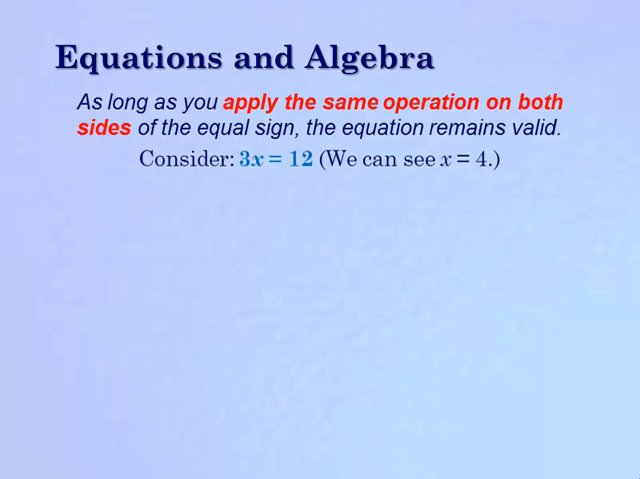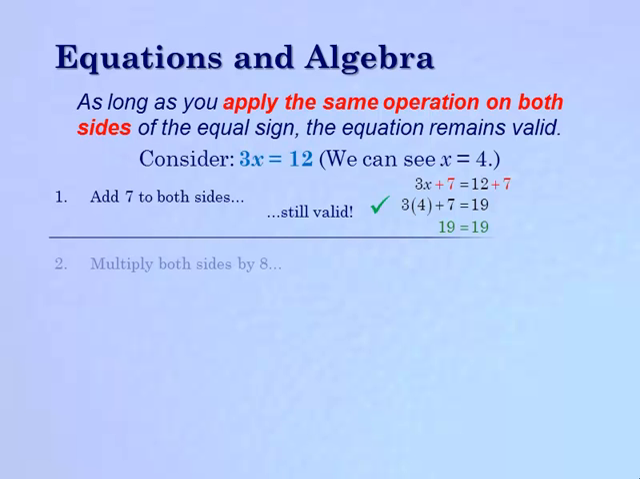So let's use that as a test case to see if all operations that we do on both sides of the equal sign will remain valid. So let's suppose we add 7 to both sides. Sure enough, if we add 3x plus 7 and 12 plus 7, on the right side we get 19, and on the left side, 3 times 4 plus 7, and sure enough, it equals 19. So the equation is still valid if we add to both sides.